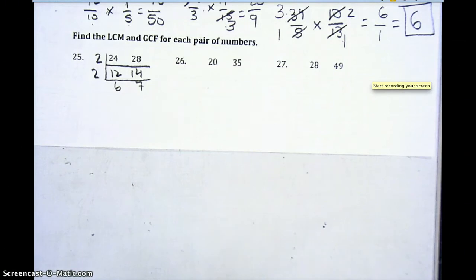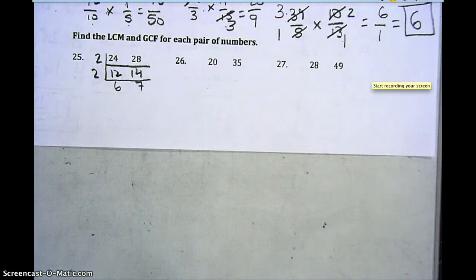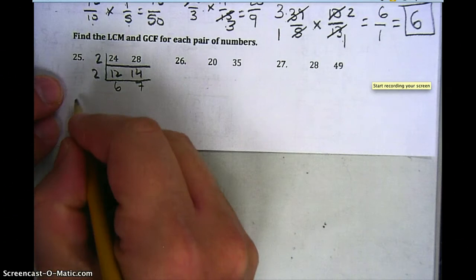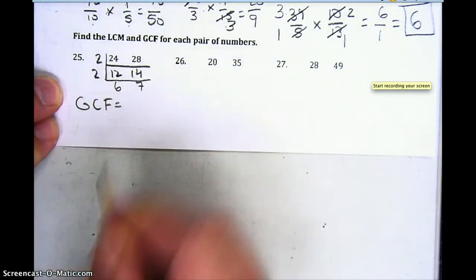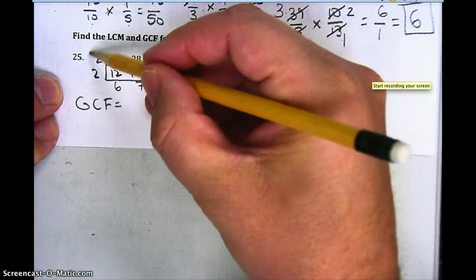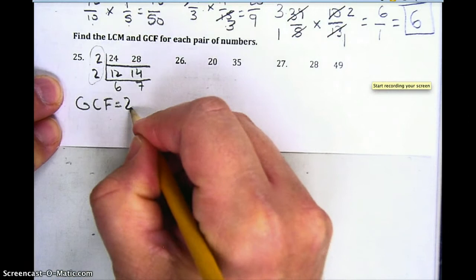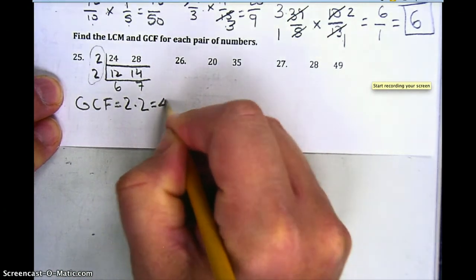And then I ask one last time, is there any number that goes into both 6 and 7? And the only number that goes into both 6 and 7 is 1. So if 1 is the only number that goes into both of the numbers, then I'm all done. Now to find the greatest common factor, I just multiply the two numbers down that side. So I take 2 times 2, which is equal to 4.